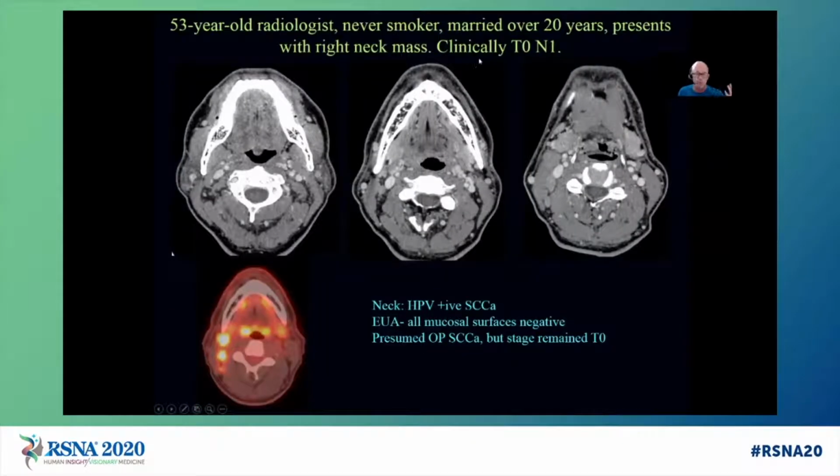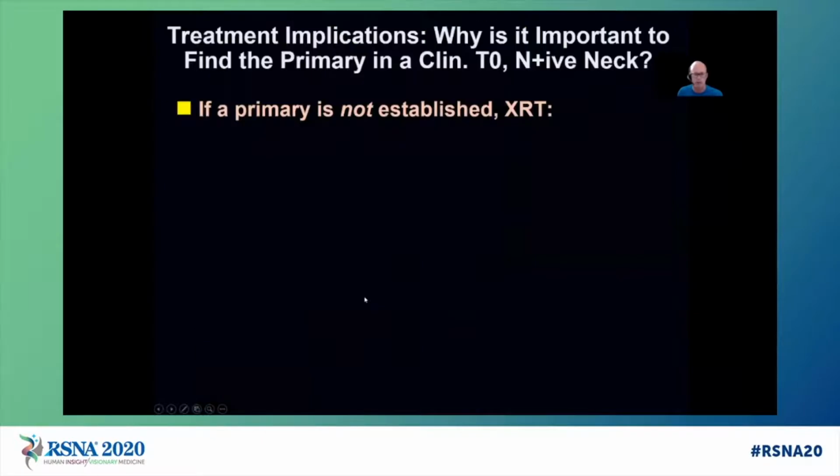This is a patient who happens to be a radiologist, married for 20 years, presented with a right neck mass. We can see they're isodense, so they're tricky, but there's multiple right-sided nodal metastases, and it's HPV positive, but they couldn't see a primary. We did an MRI, we did a PET CT, and we couldn't really, maybe a little asymmetry. Anyway, they took him to the operating room. All these mucosal surfaces were negative, so this is a carcinoma of unknown primary. Now, why does that matter?